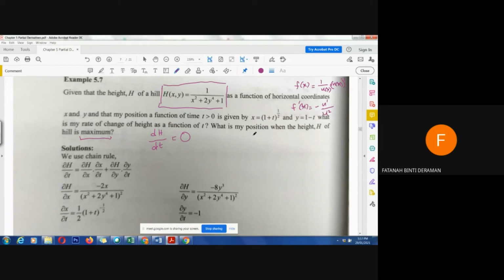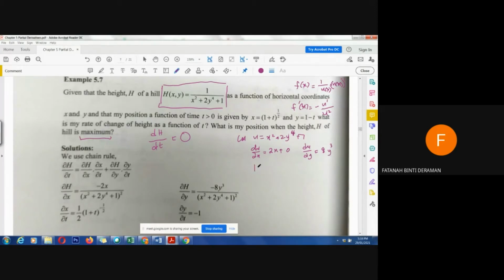Meaning here, let's say u equals x squared plus 2y to the power 4 plus 1. So du/dx, we will have 2x plus 0. So du/dy, we get 8y to the power 3.